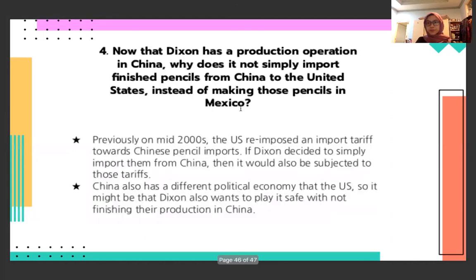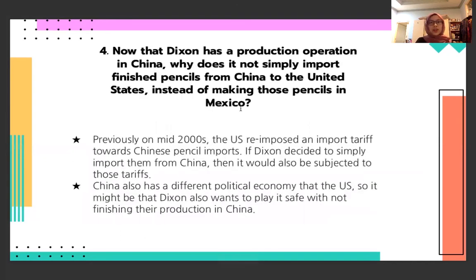And the last question is, now that Dixon has a production operation in China, why does it not simply import finished pencils from China to the US instead of making those pencils in Mexico? Previously, in the mid-2000s, the US reimposed an import tariff on Chinese pencil imports. If Dixon decided to simply import them from China, then they would also be subjected to those tariffs. China also has a different political economy than the US, so it might be that Dixon also wants to play it safe by not finishing their production in China.